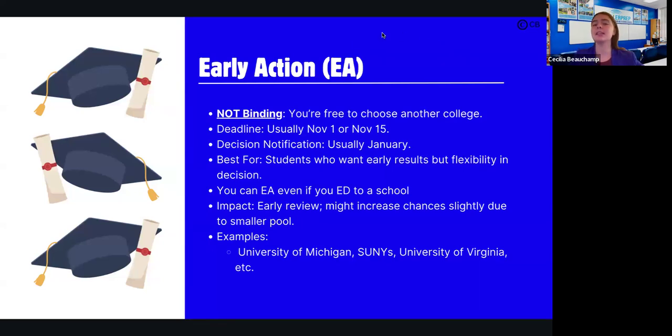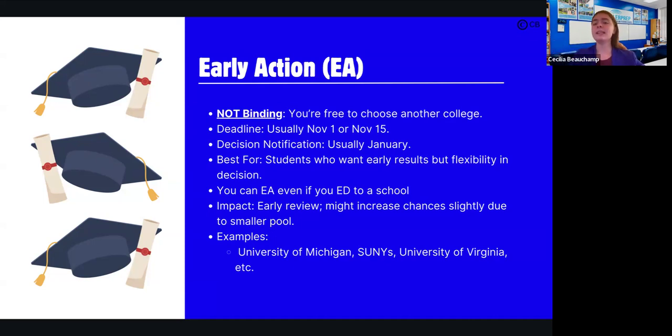And this type of application is good for students that want results early, want to have a little bit of relief early on in the application cycle, but also want flexibility and don't want to be bound to a specific school just yet. And like I said, you can EA even if you did ED to a school, and this is a good opportunity in case you don't get into your ED school and you still want a backup plan. I ended up EAing to a few of my safeties just so I felt secure earlier in the process.